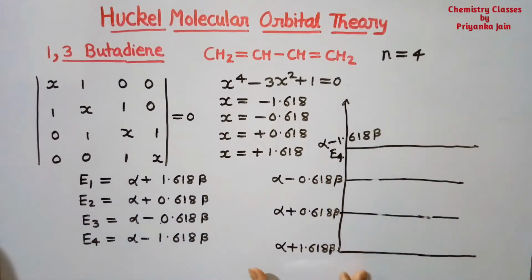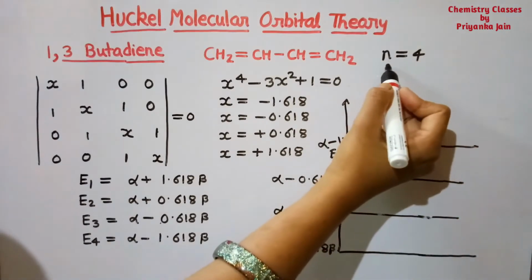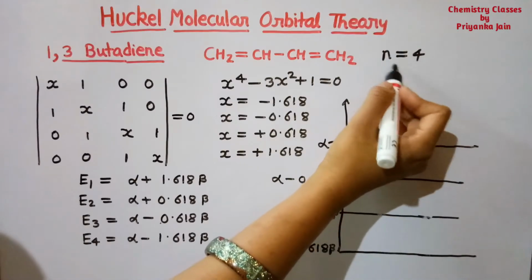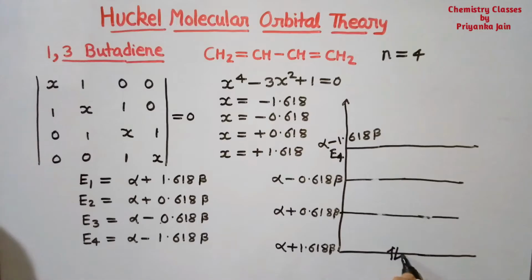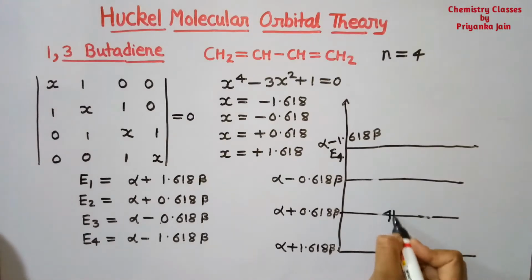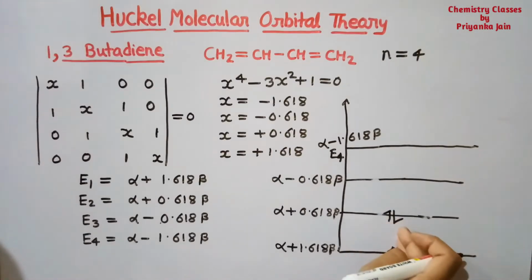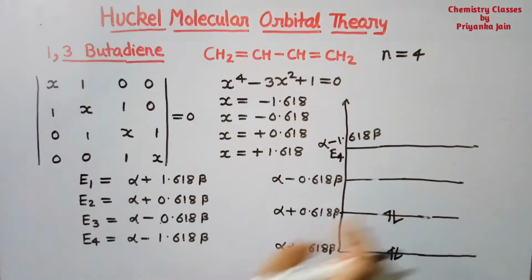Now when we are putting the electrons here, how do we fill them? We know the number of electrons will be equal to 4 because n is equal to 4, so there are 4 pi electrons. So firstly 2 electrons we have to fill here, and then 2 electrons we have to fill here. In this way the electrons will be filled.